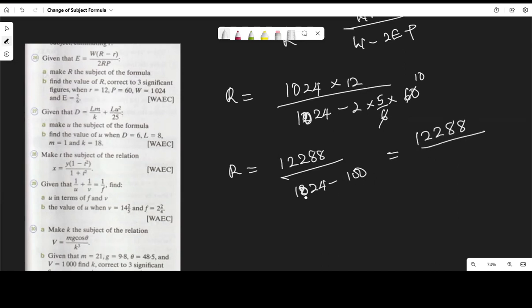12,288 divided by 1024 minus 100, 924. So 12,288 divided by 924 is 13.289. And the question says to three significant figures. So taking this to three significant figures will be 13 point, this 9 rounds up to 1, 1 plus this 2. The answer is 13.3.